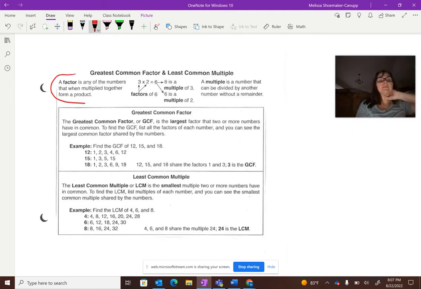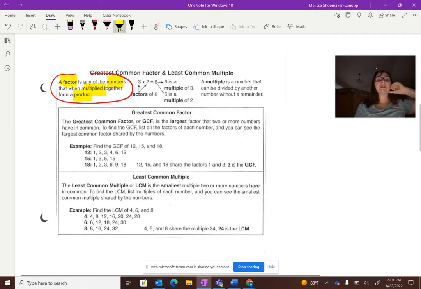We have the actual definition right here. And it says that a factor is any of the numbers that when multiplied together will form a product. A product is just the answer to the multiplication. Here we have an example. So we see that in 3 times 2 equals 6, 3 and 2 are factors. Okay, 6 is a multiple of 3. 6 is a multiple of 2.